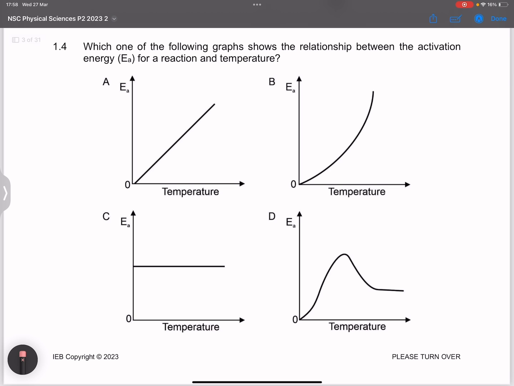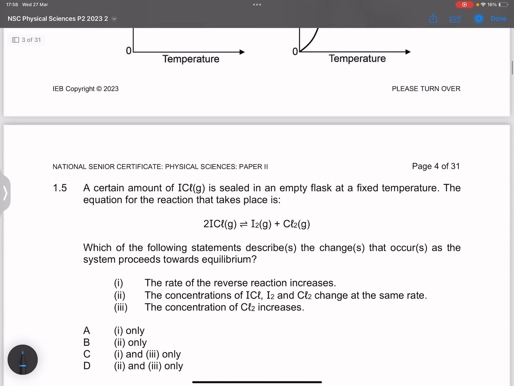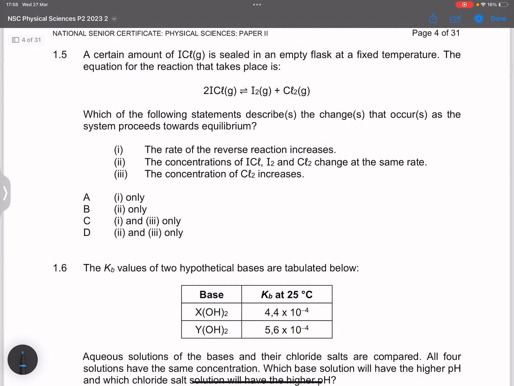They say, which one of the following graphs shows the relationship between the activation energy for a reaction and temperature? Now remember, activation energy remains constant regardless of temperature. So C would actually be the correct answer. Remember that activation energy is not affected by temperature. Okay, let's go on to the next one.